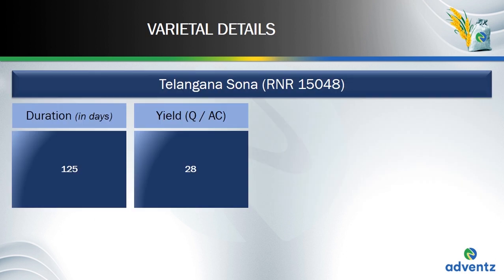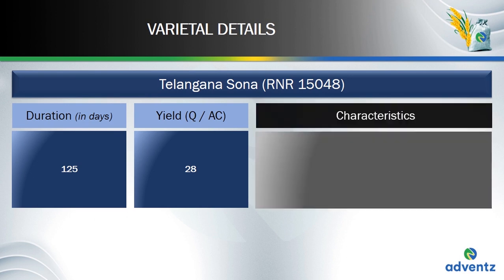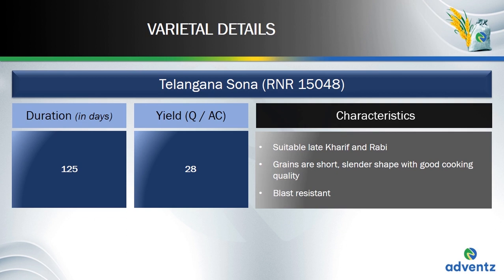The next variety is called Telangana Asona or RNR 15048. This variety also takes 125 days to mature and gives a yield of 28 quintals per acre. This variety is suitable for both Kharif and Rabi. Its grains are short and have a slender shape with good cooking quality. It is also blast resistant.